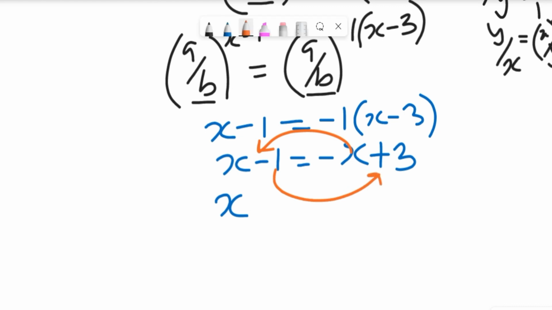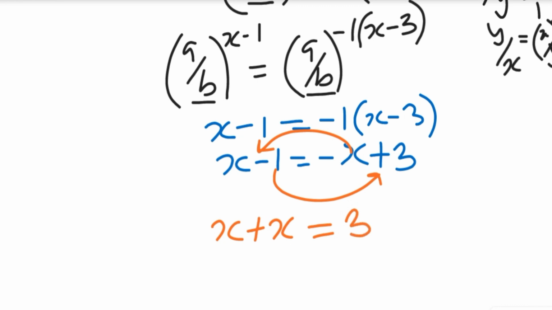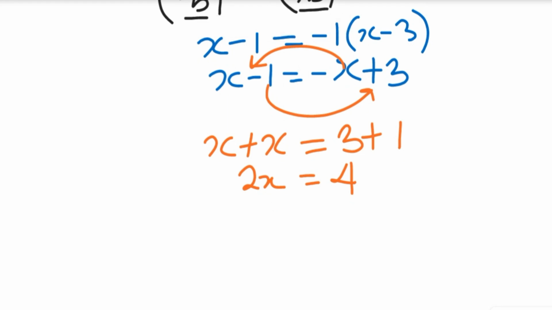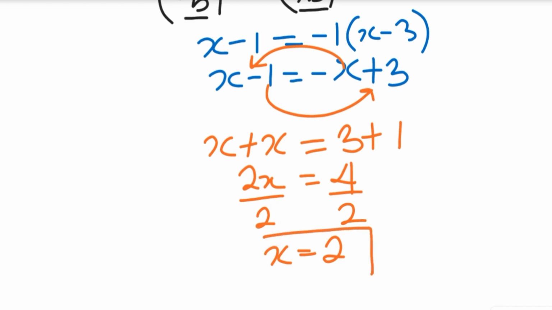If we have done that, we will now have this expression become x plus x, and that will be equal to plus 3 plus 1. So x plus x will give us 2x to be equal to 4. Having gotten to that point, we will now divide both sides by 2. If we divide both sides by 2, we'll have x to be equal to 2. So therefore, the solution to that expression is that the value of x is equal to 2.